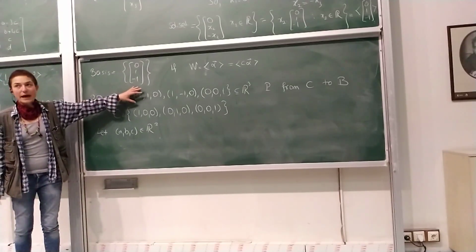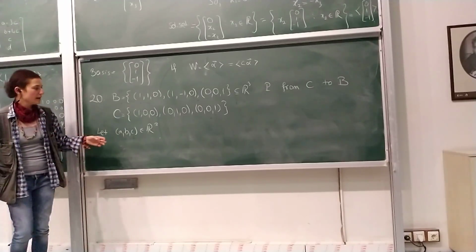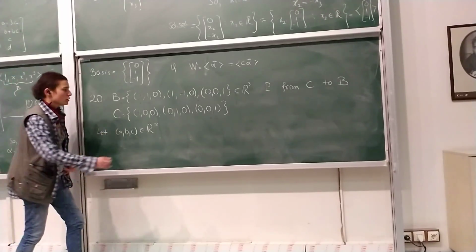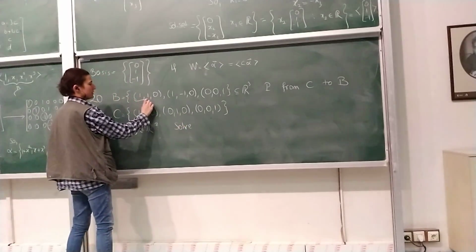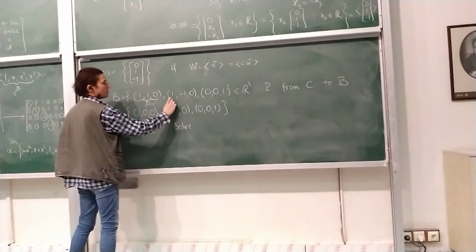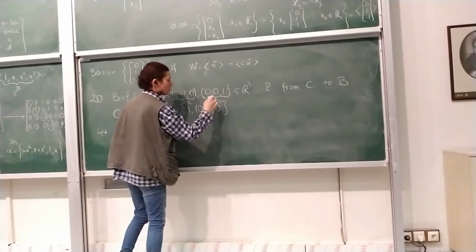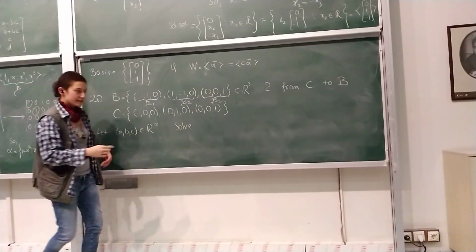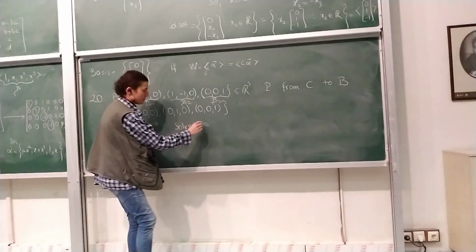So when this spans R cubed, I know that it is a basis because there are 3 vectors. Okay? So how do I do this? Solve. Call these beta 1, beta 2 and beta 3. Solve the system.